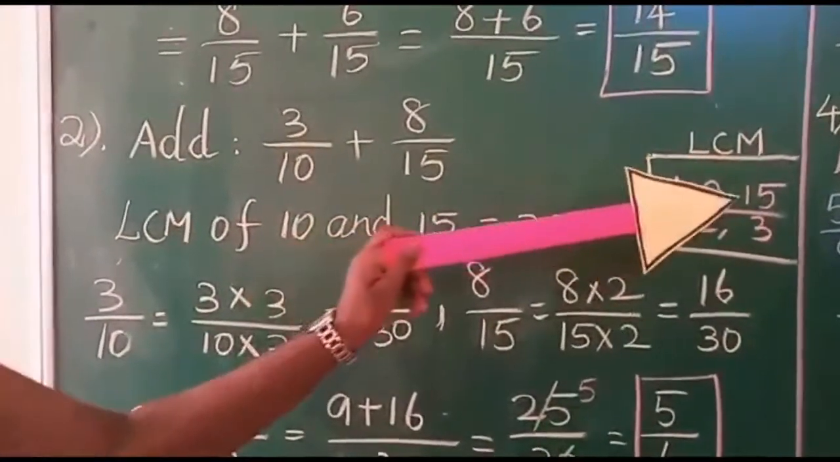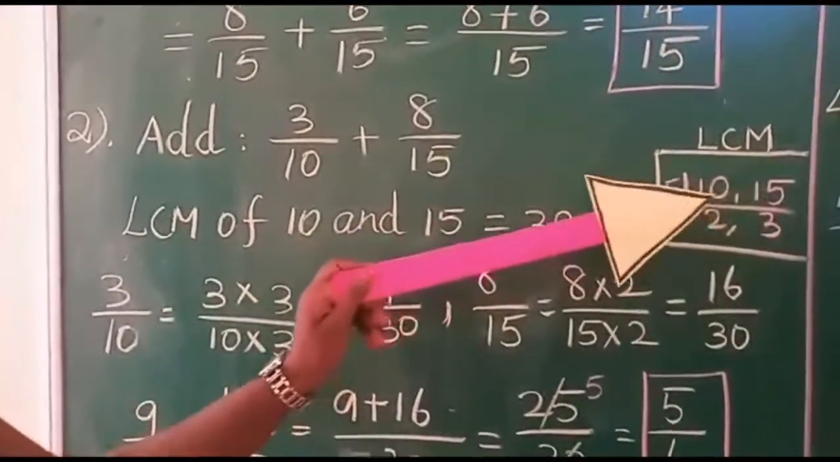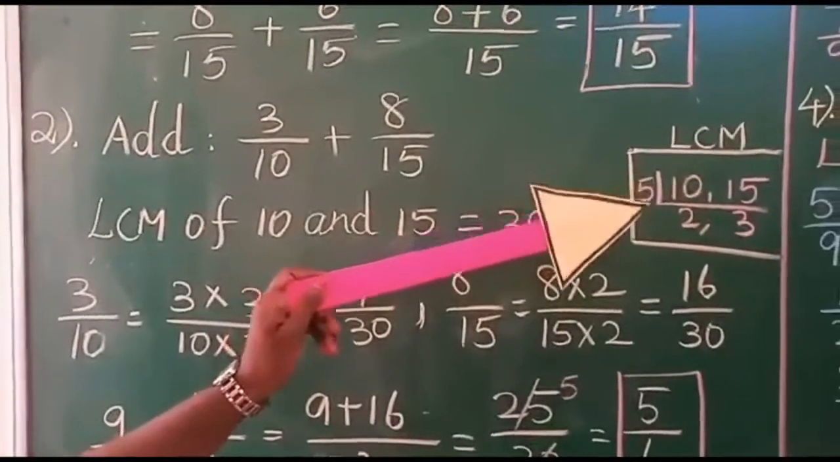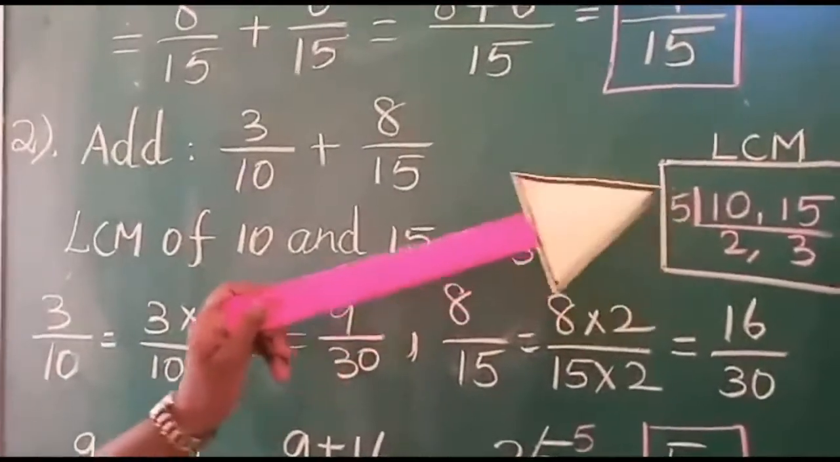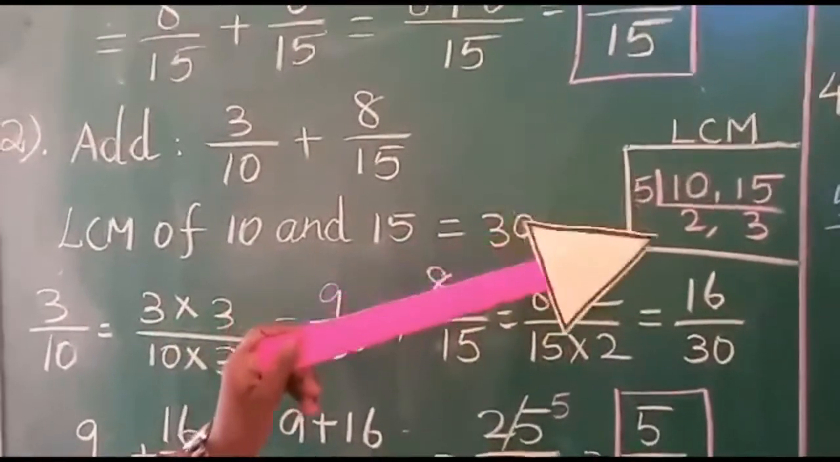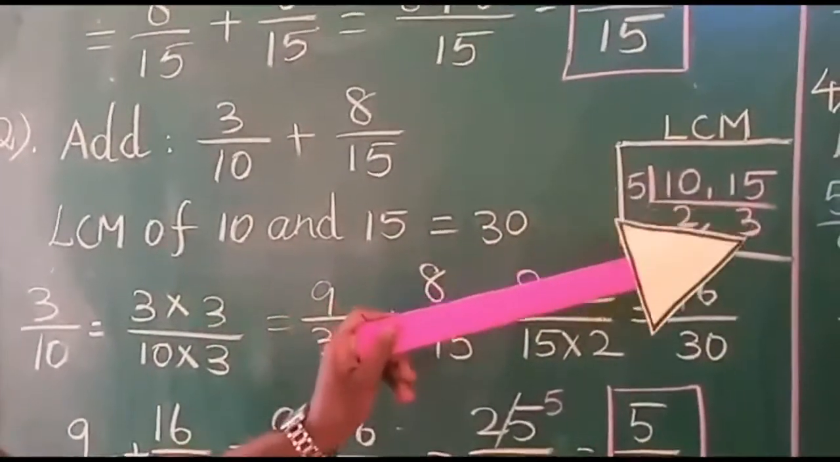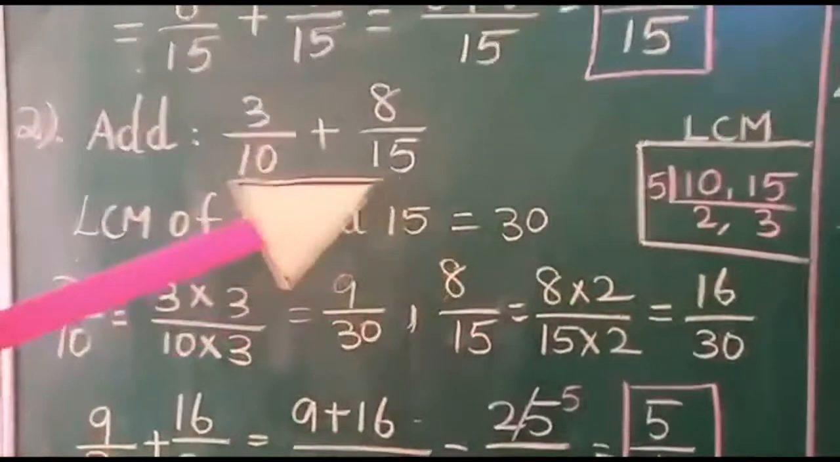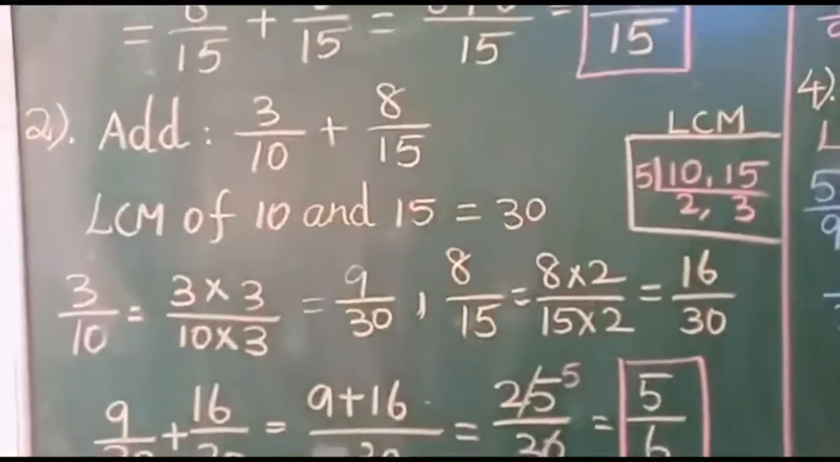Which number is divisible by both 10 and 5 in the same table? The 5 table. In the 5 table, 10 comes 2 times. In the 5 table, 15 comes 3 times. So what is the LCM? 5 twos are 10, 10 threes are 30. So the LCM of the two denominators is 30.